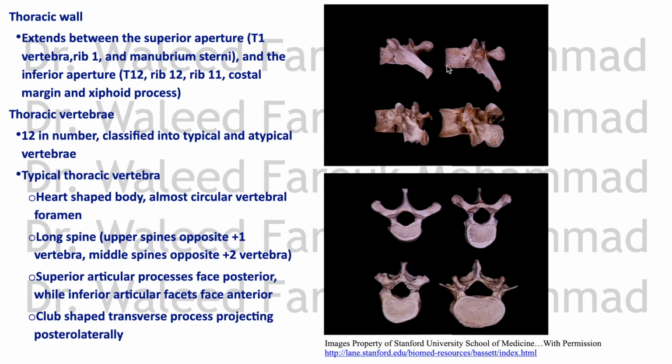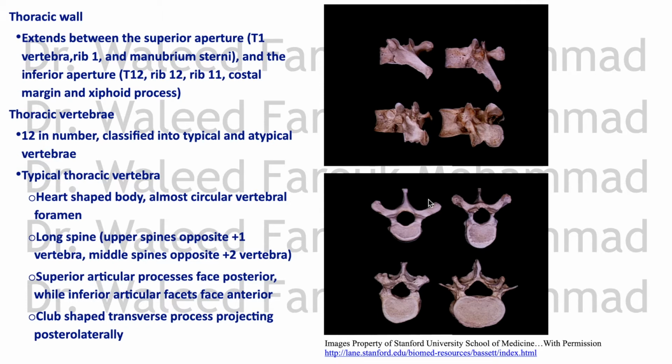We have articular processes, superior and inferior articular processes. The superior processes face posterior and almost directly posterior, and the lower ones face anterior to articulate with its fellow vertebra above or down. Okay, so these are the typical features of thoracic vertebra.